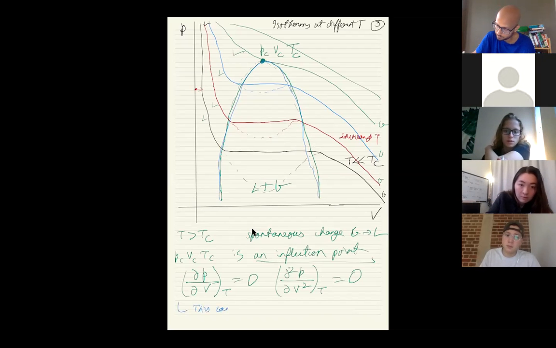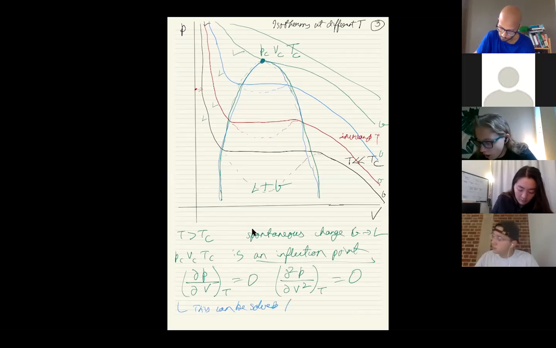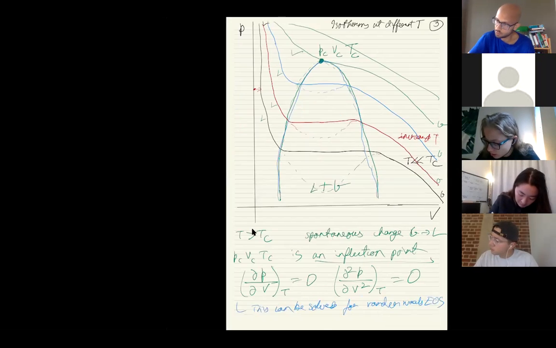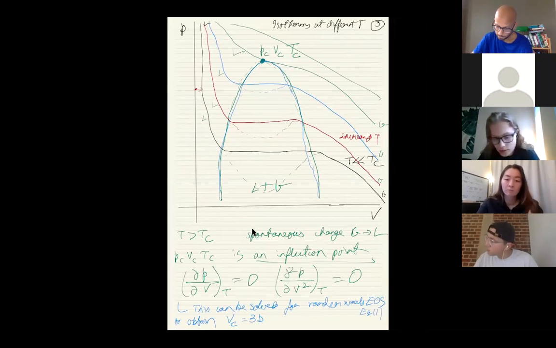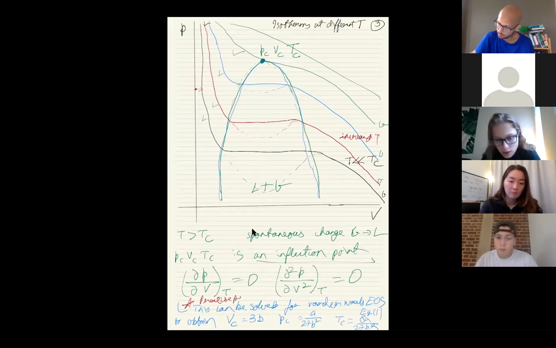This can be solved for the van der Waals equation of state, which we wrote down, equation number 1, to obtain the critical volume, critical pressure, and critical temperature for a van der Waals gas. What you obtain is that Vc is equal to 3B. Pc is equal to A by 27B squared, and Tc is equal to 8A by 27BR. This is a practice problem for you. I would like someone to do it and post it on Slack.